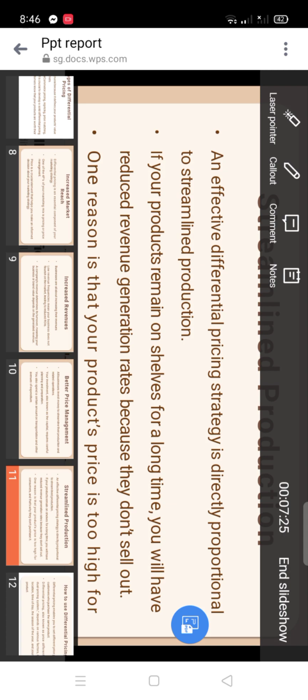Streamline production. An effective differential pricing strategy is directly proportional to streamlined production. If your product remains on shelves for a long time, you will have a reduced revenue generation rate because they don't sell out. One reason is that your product price is too high for customers and that's why they don't purchase it.